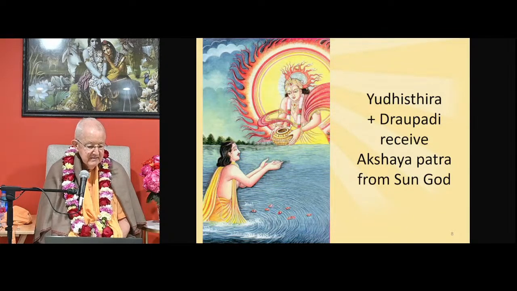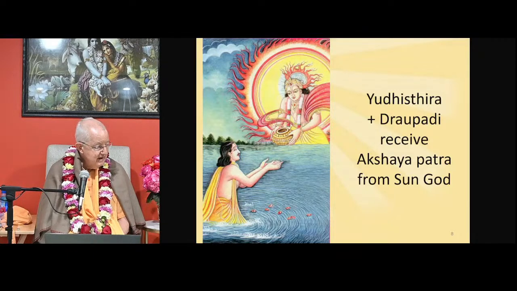So Yudhishthira volunteered, I'll go perform austerities and request some help from the sun god. Sun god was very pleased with his austerities. And this nice painting shows he gave him a patra. And the patra or pot was for Draupadi. And Draupadi was to cook in that pot and it would produce unlimited, one little pot. Unlimited until she ate. So she would eat last.